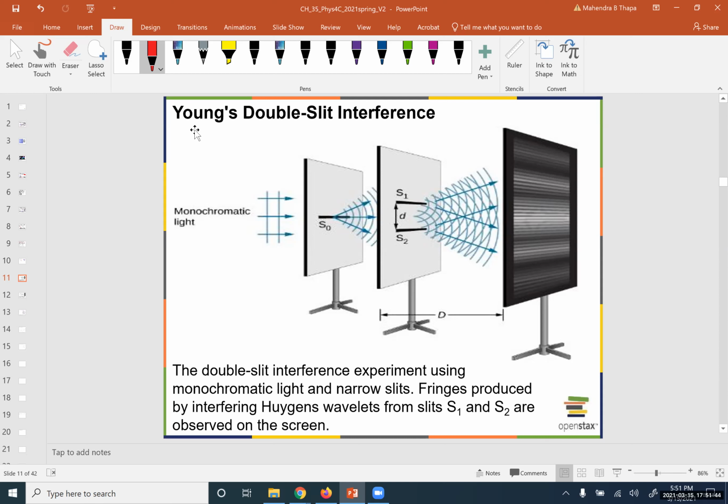Okay, so this is just the setup of Young's double slit experiment. Here in Young's double slit experiment, we are using light. It's called monochromatic light, meaning light of a single color. It could be red, green, blue, it could be anything.